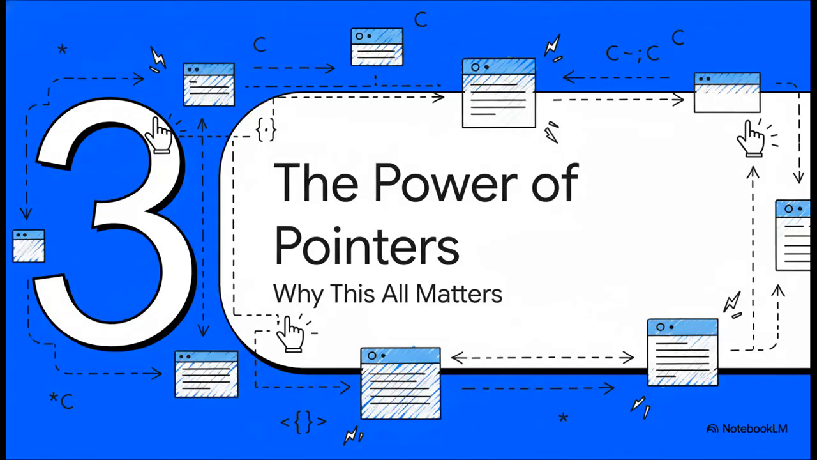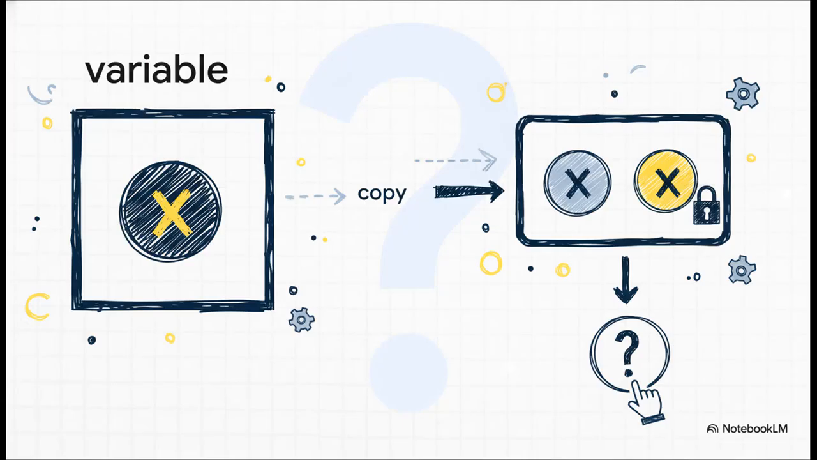Okay, so changing things indirectly is pretty cool, but why is it so important? Where's the real game-changing power here? Well, it all comes down to how different parts of your program, especially functions, talk to each other. So, here's a classic problem in programming. In C, by default, when you pass a variable into a function, the function just gets a temporary copy. It can do whatever it wants to that copy, but as soon as the function is done, that copy is thrown away, and the original variable outside is completely untouched.